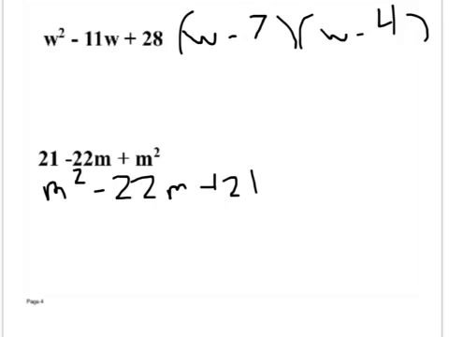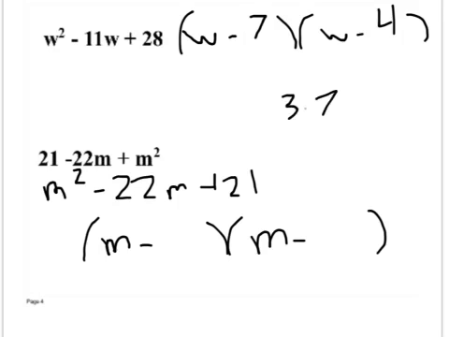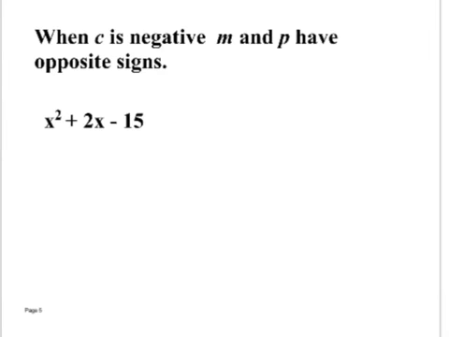What adds to give me negative 22 and multiplies to give me 21? Nothing. Let's think about what multiplies to give me 21. 3 and 7. What else? 21 and 1. Does 1 plus 21 give me 22? Yeah. Does 1 times 21 give me 21? Yes. Alright, write down this rule.